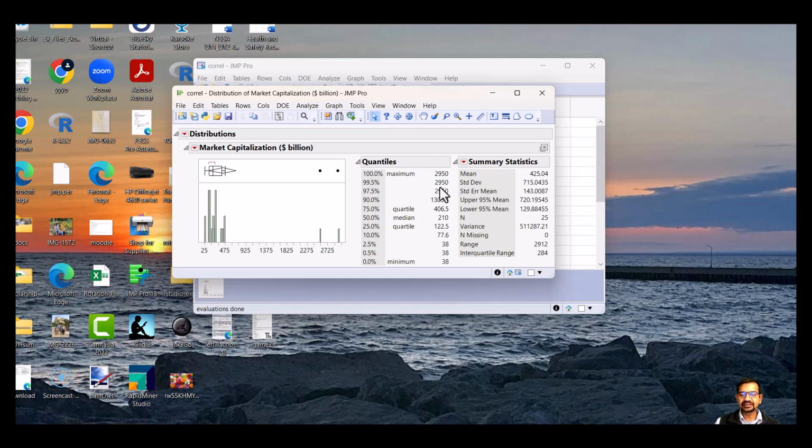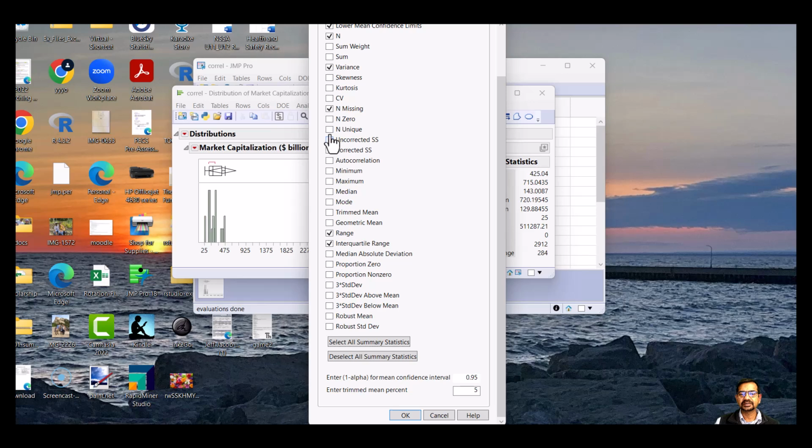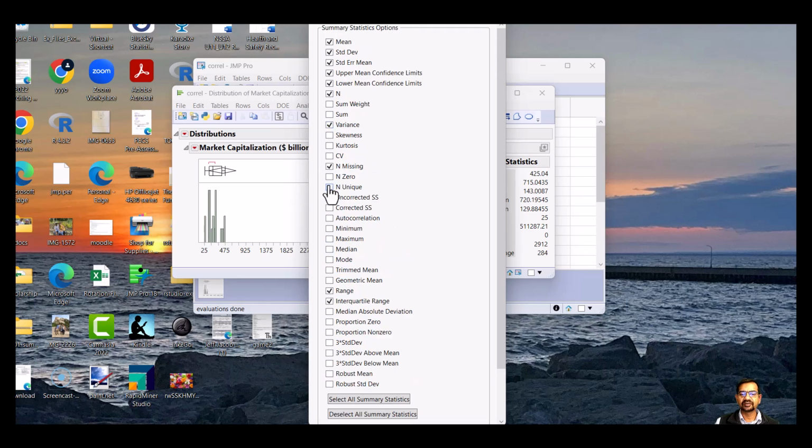And then the other concept we had talked about was the coefficient of variation, which is essentially the standard deviation divided by mean times 100. We can calculate it by hand, or we can also request that in JMP. We can customize summary stats. There should be an option, coefficient of variation, CV, which is the coefficient of variation.